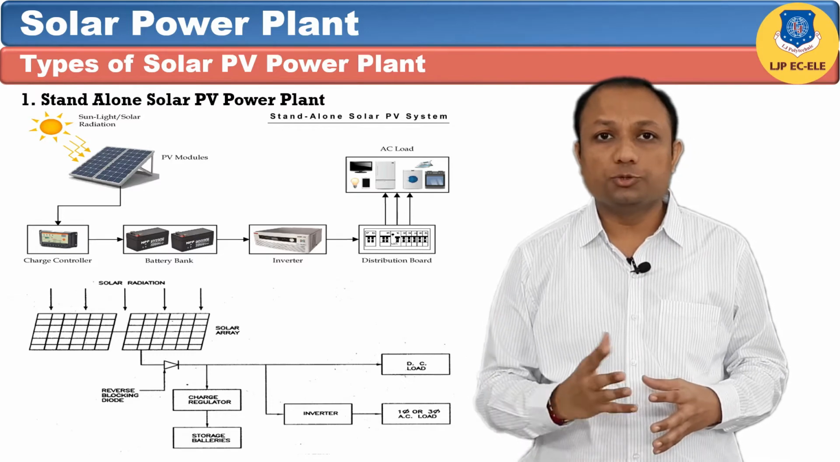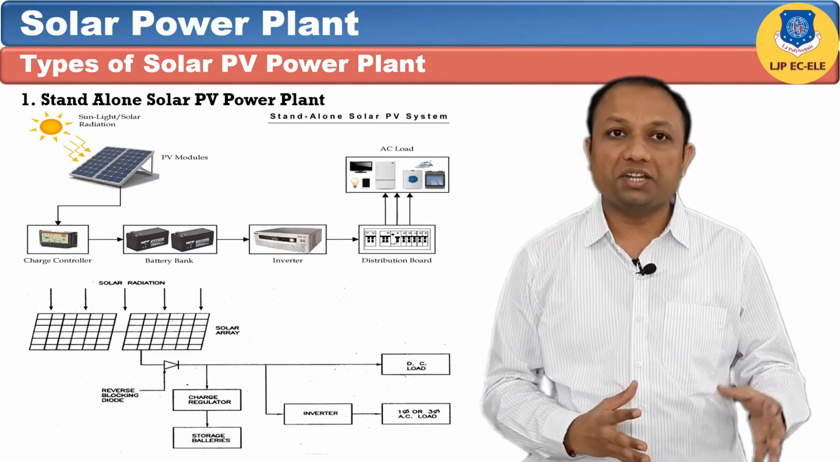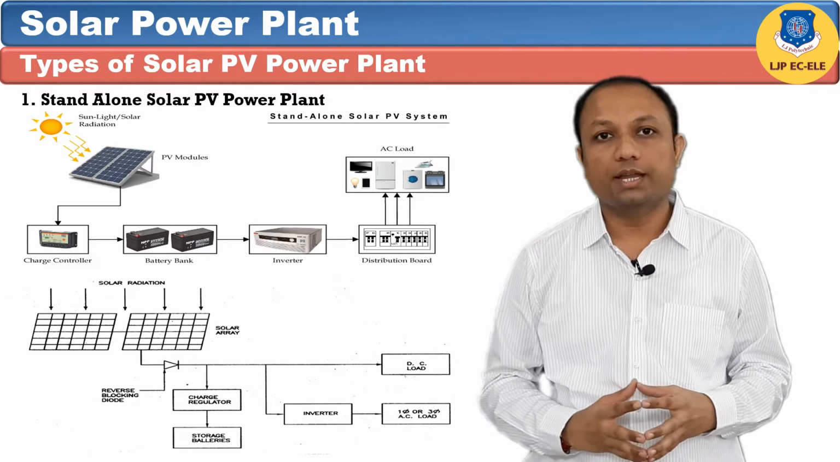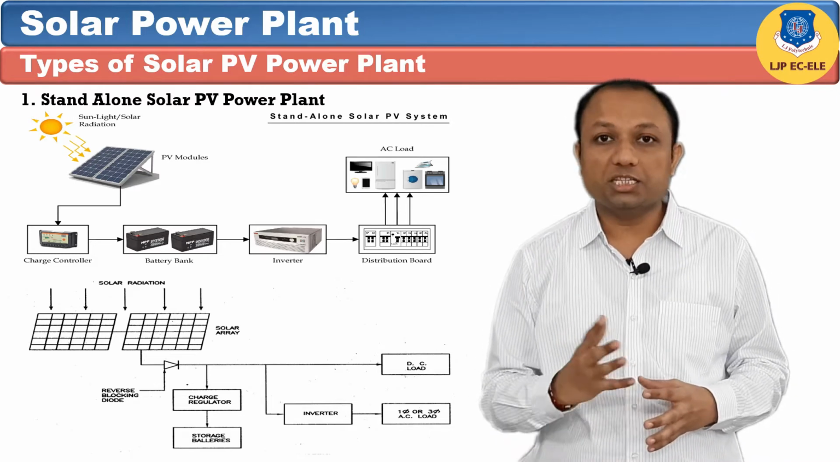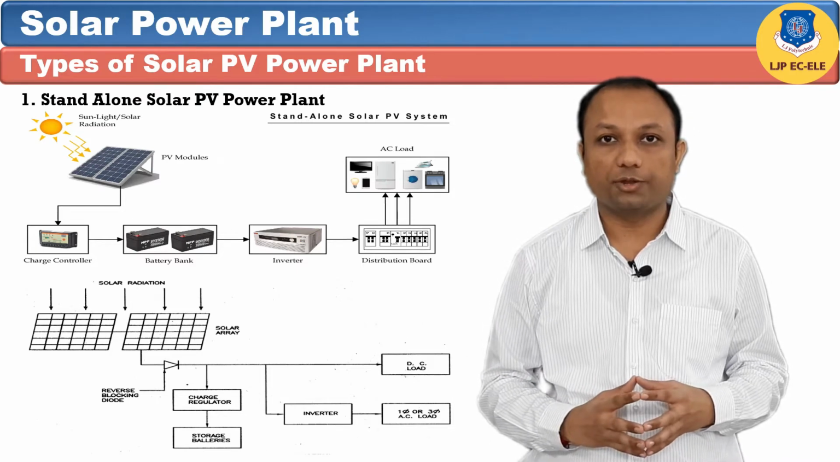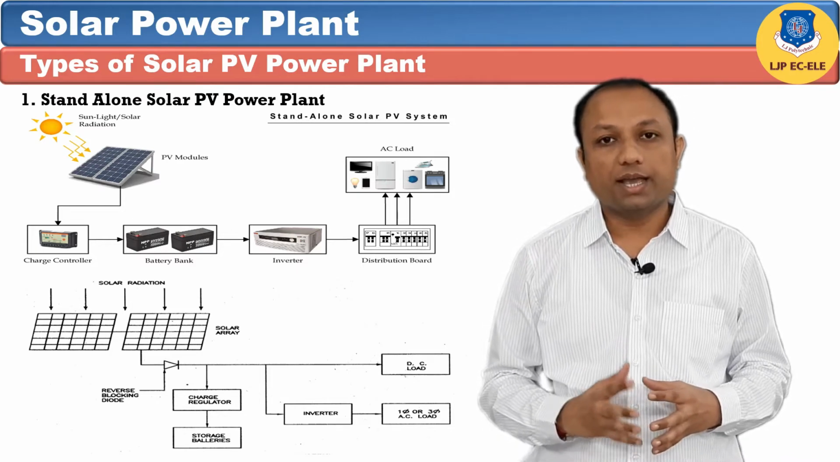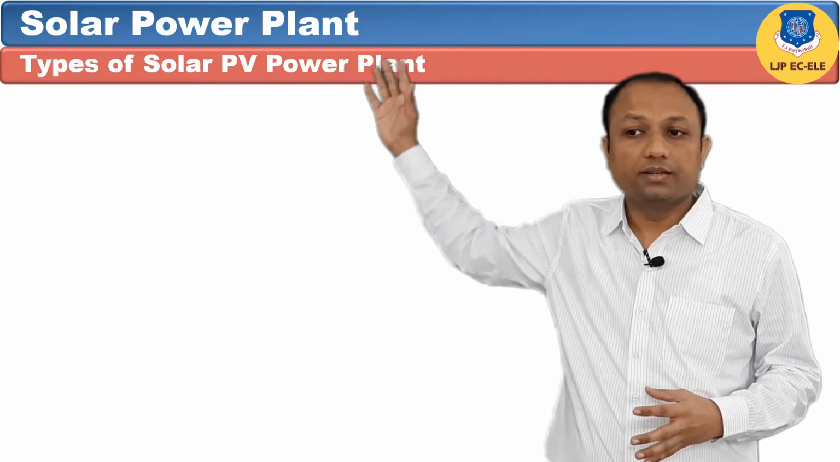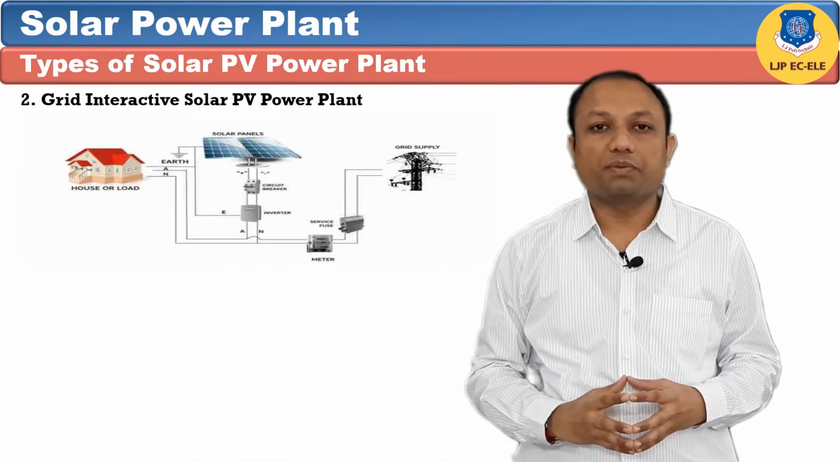This plant is used for remote places where it is not easy or costly to supply power. This plant is used for meteorological stations, relay stations of radio, TV lighthouse, etc. Second, grid interactive solar PV power plant.